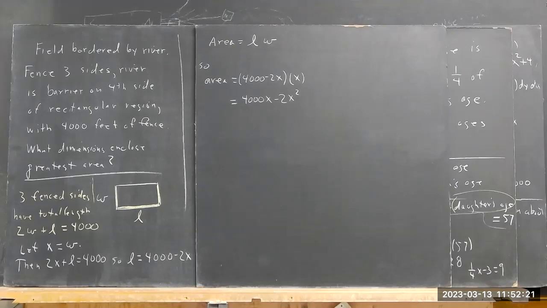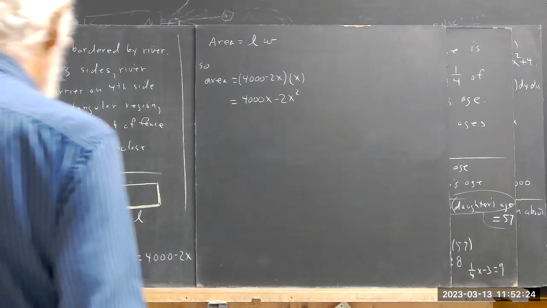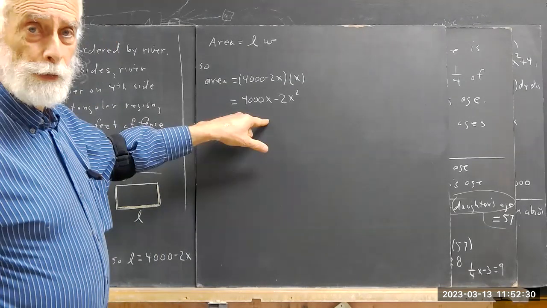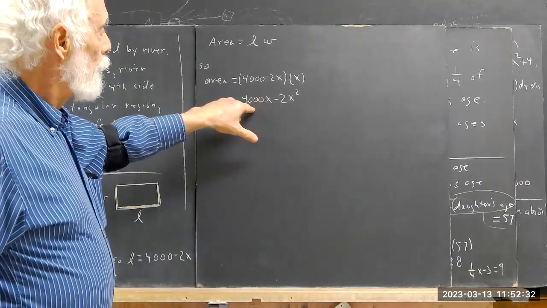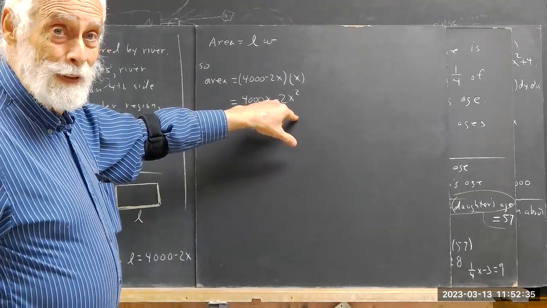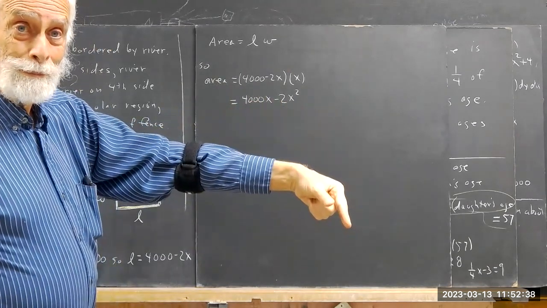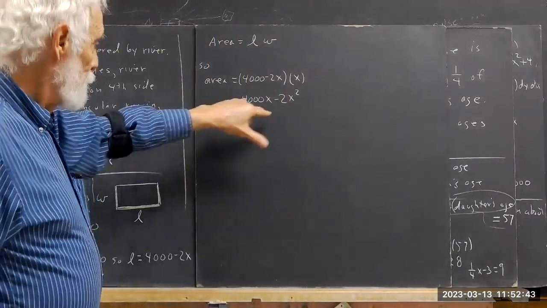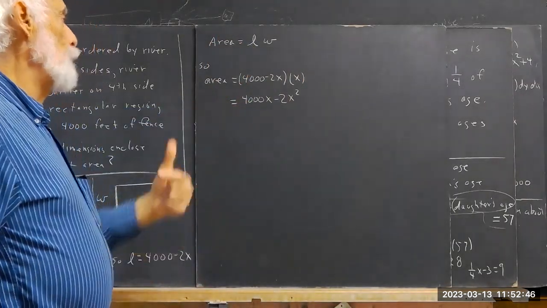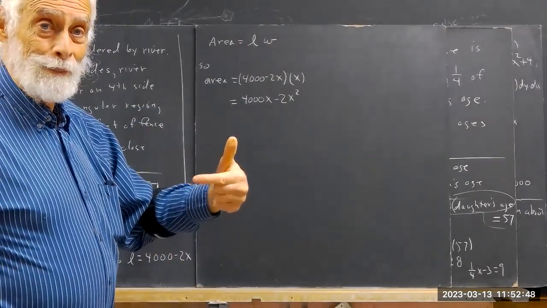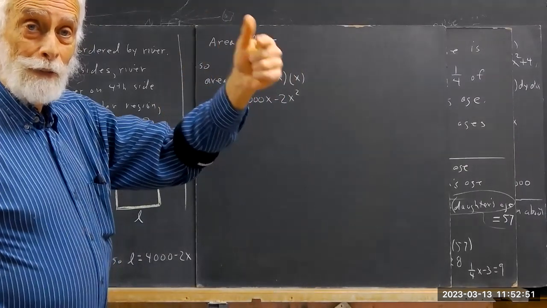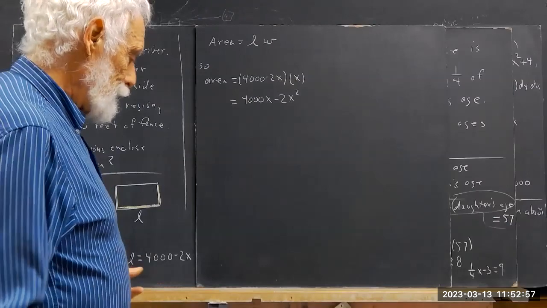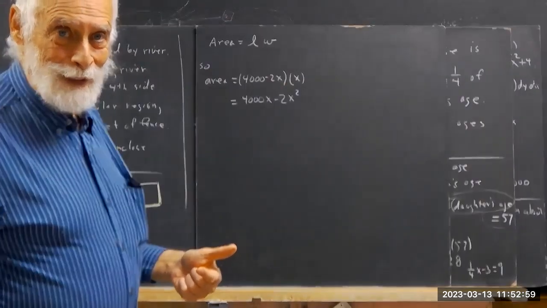Now that gets a little tricky until you realize that this is a quadratic expression. And if we graph 4,000X minus 2X squared, we're going to get a parabola that opens downward. We're going to have a vertex, and the values that we get in that parabola, the Y values essentially, are the areas. So the tip, the vertex of the parabola, tells us what the maximum area is going to be. So that's a kind of sophisticated application. So we're going to do that.